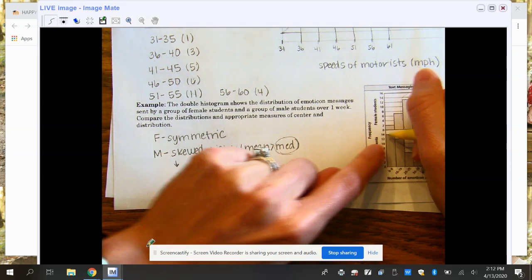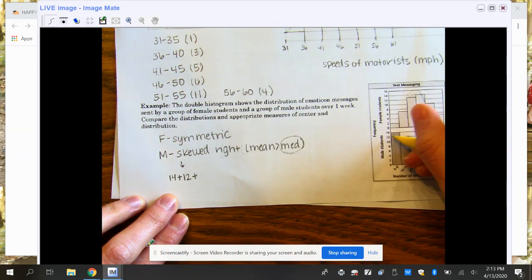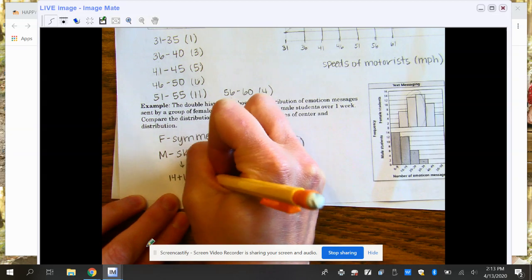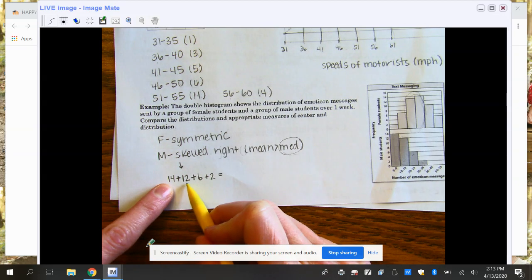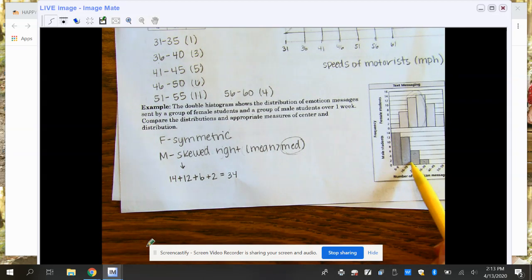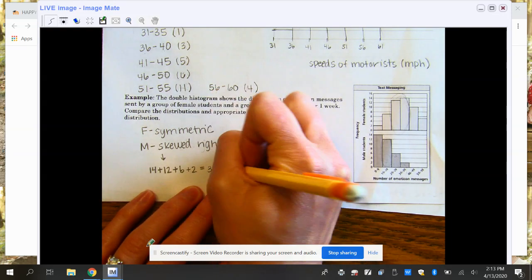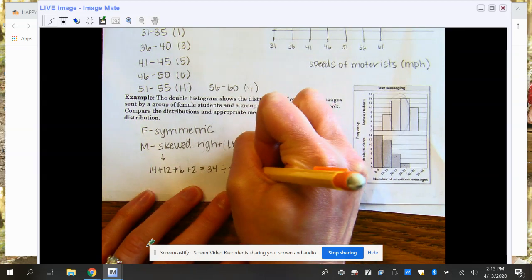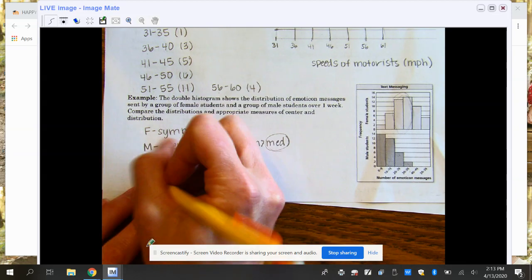So over here, we can see we have 14 in the first bar, 12 students in the second bar. I'm just counting up my frequencies. And then 6, and then 2. So that's 26, 34. So there are 34 total students represented in this histogram. So if I were to line up all 34 pieces of data, when I divide that by 2, that means I get 17 pieces of data on either half of the data.